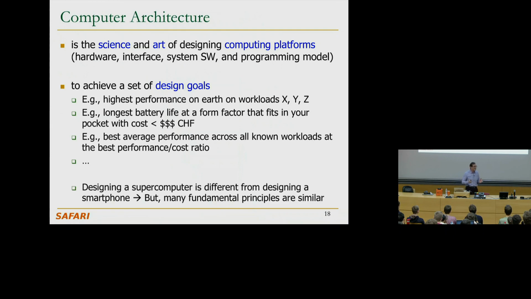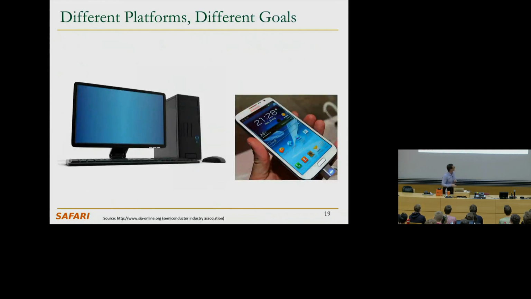As I said, designing a supercomputer, which is over here, is very different from designing a smartphone, which is over here. And that's also, in turn, very different from designing a general-purpose computer. And you can keep expanding this. But many fundamental principles are, in the end, similar. And in this course, we're going to start with those fundamental principles. And later, we're going to talk about some of these different accelerators, if you will. And let me give you some examples of these different platforms and different goals.